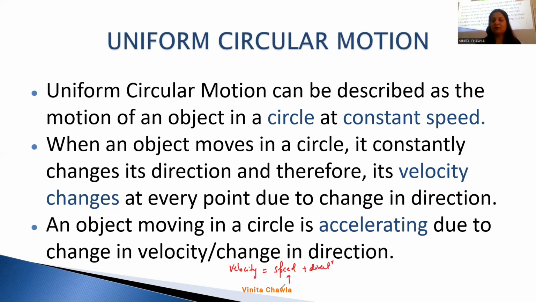Speed is constant, but direction is changing. And therefore velocity is changing. And since there is change in velocity, therefore it is accelerating. So though speed is constant, uniform circular motion is accelerating.